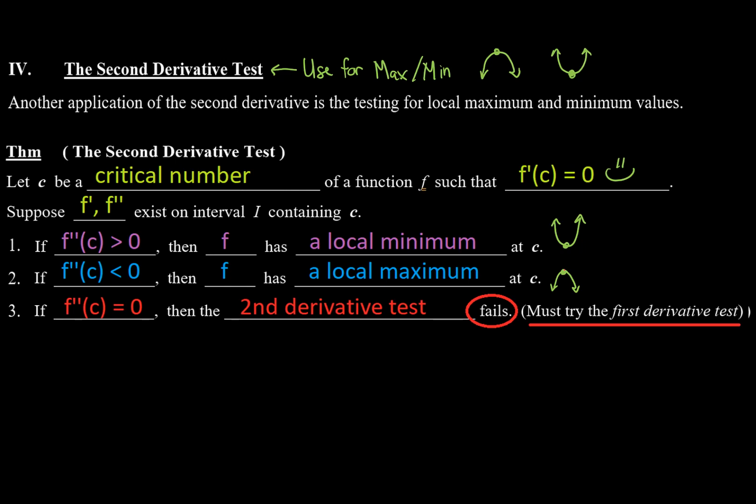But if f prime of C equals 0, then the second derivative test fails, and you must try the first derivative test to figure out if it's a maximum or a minimum. All right? Because keep in mind, if you have a leveling off point, you'll have a horizontal tangent there, but it's not a max or a min. Okie dokie. Let's do the second derivative test.